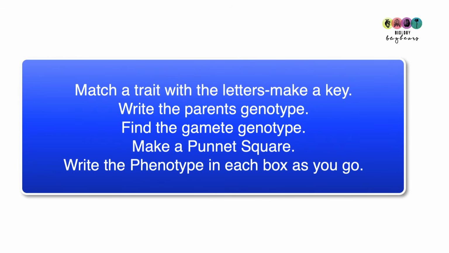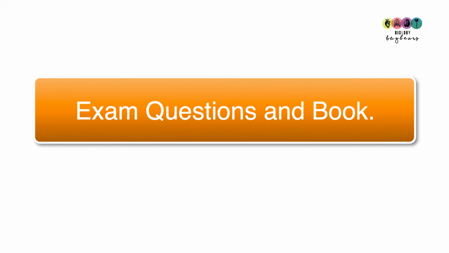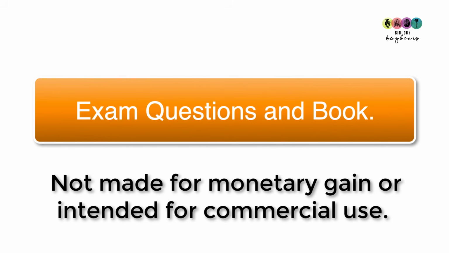So this is the protocol we follow. Match the letters with a trait, so make a key. What letter is going to mean what trait? Then write down the genotype of the parents. Then find out what gametes they could produce. So you're going to get the genotype of the gametes. Next, you're going to make a Punnett square, and you're going to put the gametes from one parent along the top and one along the side. And a handy hint is, as you go box by box, write in the phenotype because you will get confused. The questions are usually very similar, so if you practice them, you will get very good at these crosses, and it's a nice question to do. Best of luck.